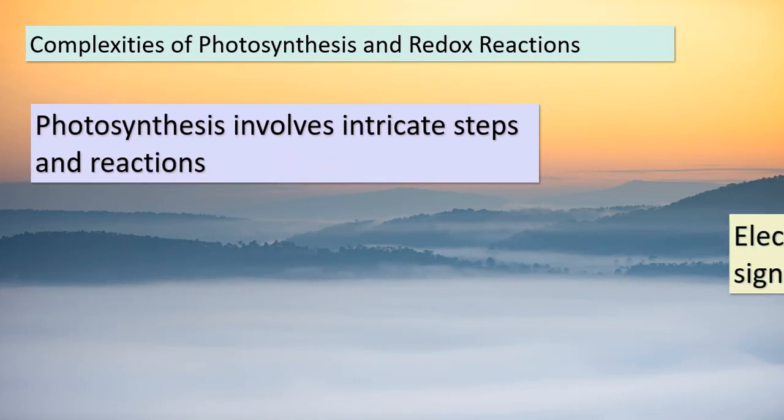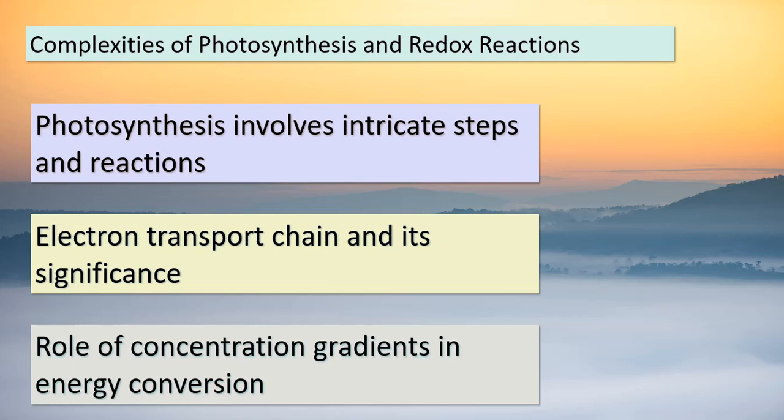Hello once again, eager learners. As we explore the captivating world of photosynthesis and redox reactions, let's acknowledge the complexity of this process. Photosynthesis is a symphony of intricate steps and reactions, all orchestrated to harness and convert energy. The electron transport chain takes center stage, facilitating the flow of electrons and the production of NADPH, a key player in cellular processes. Concentration gradients also play their part, contributing to the generation of energy.